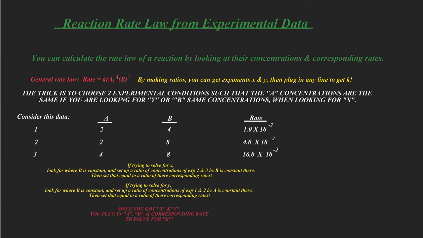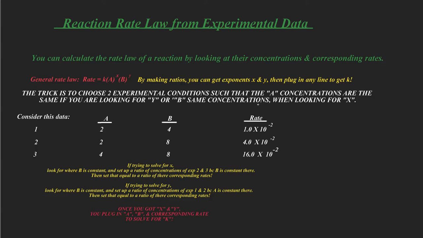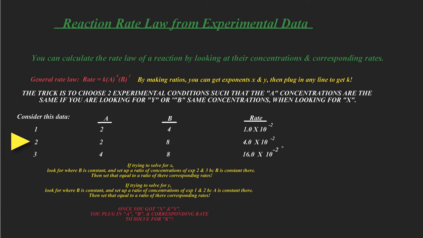You cannot write the coefficients as x and y unless it's the rate determining step, the slowest step, or an elementary process. Here we have a sample set of experimental data that we can use to find out what x and y are. We do this by setting ratios, and we solve for x and y. Then we can plug in either experimental data for 1, 2, or 3 and solve for k.